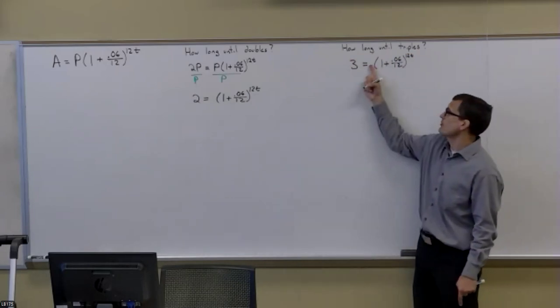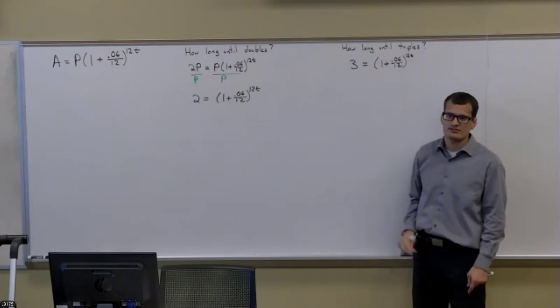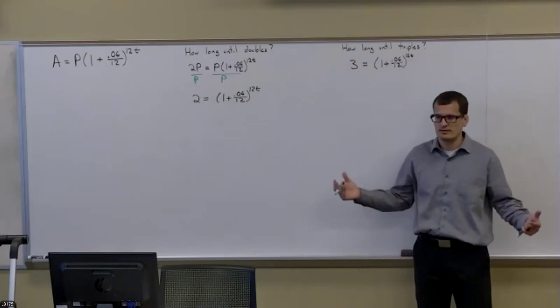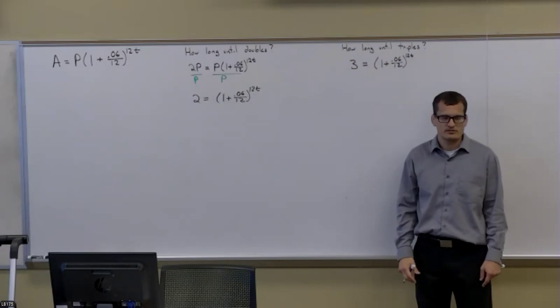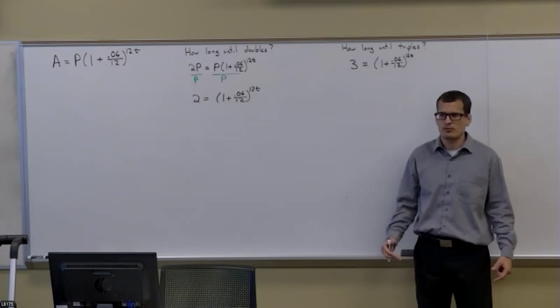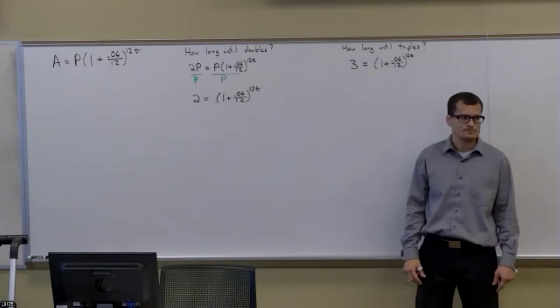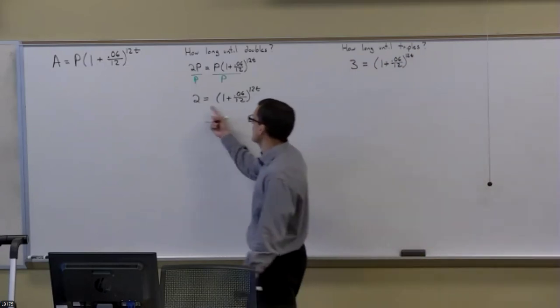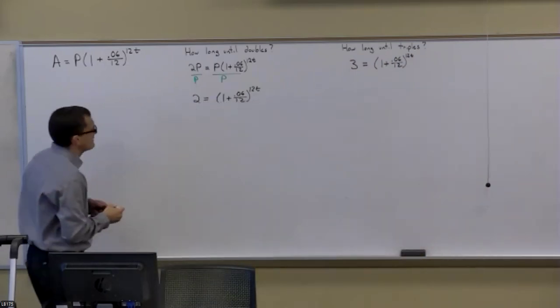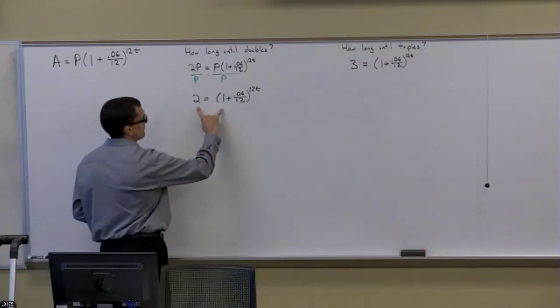Tripling is like going from 1 to 3. So I don't have to even write a value for my starting amount other than just the implied 1. So I could have started that way here as well. Now I need to solve this equation.